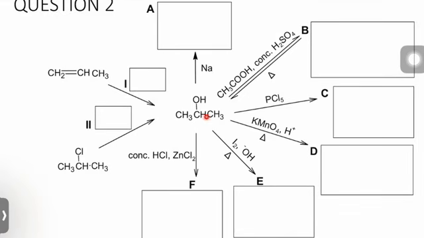Okay, so the starting material we have at the center here is 2-propanol. Let's see the structure of A that you need to write here. For A, 2-propanol reacts with sodium metal to form A. Alcohol is an acidic substance, so basically alcohol can react with sodium metal, which is a base.